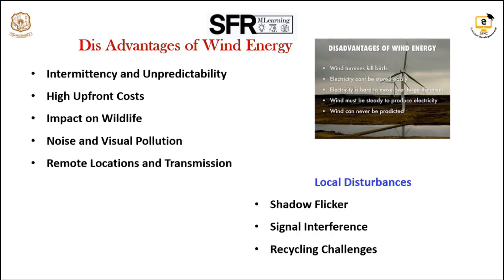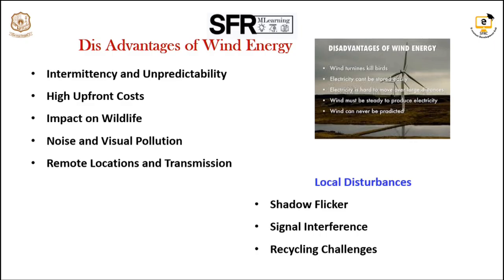First one is intermittency and unpredictability. Wind is a variable resource. The turbines only produce electricity when wind flows. This requires expensive backup systems like grid-scale batteries or alternate power plants to ensure a steady power supply. The second one is high upfront cost. Although operational costs are very low, the initial investment for manufacturing, transporting and installing massive turbines is substantial.